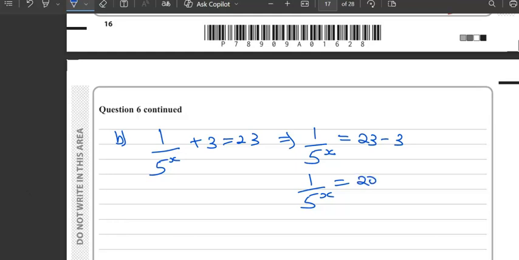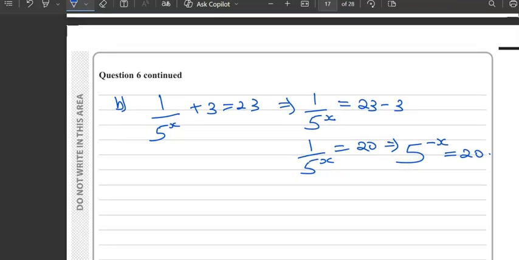But (1/5)^x can also be written as 5 power negative x, using the laws of exponents, especially the negative index law. This should equal 20. What are we supposed to do here? We can introduce logs on both sides so that we have log of 5 power negative x equals log of 20.